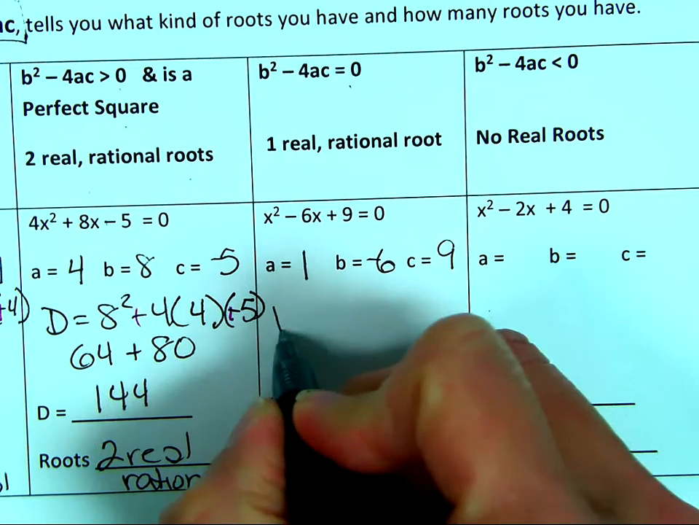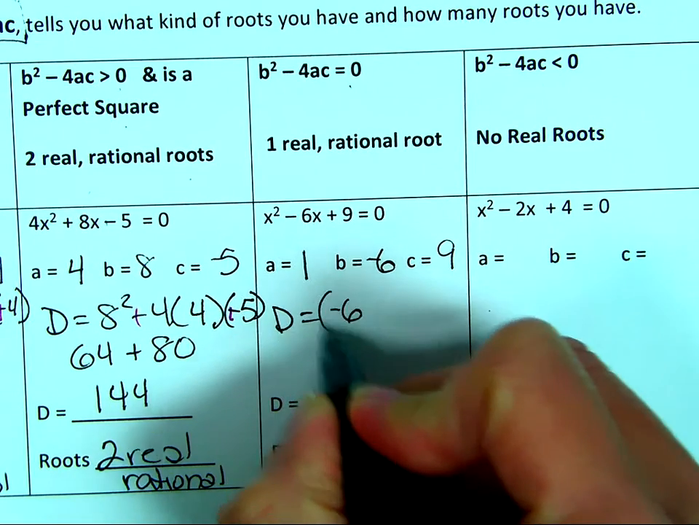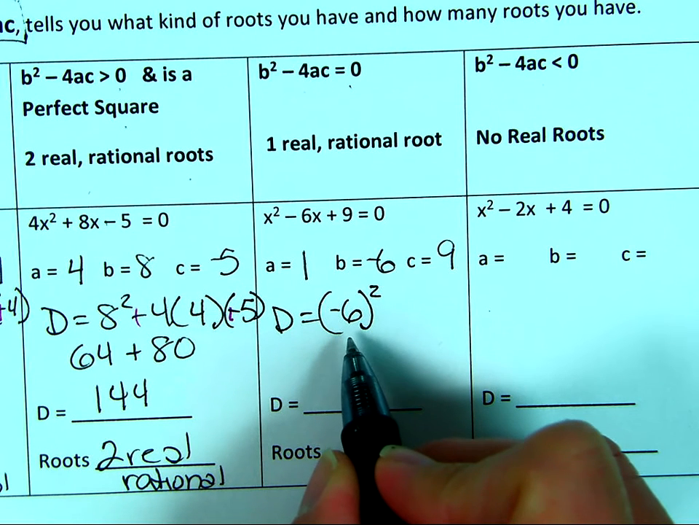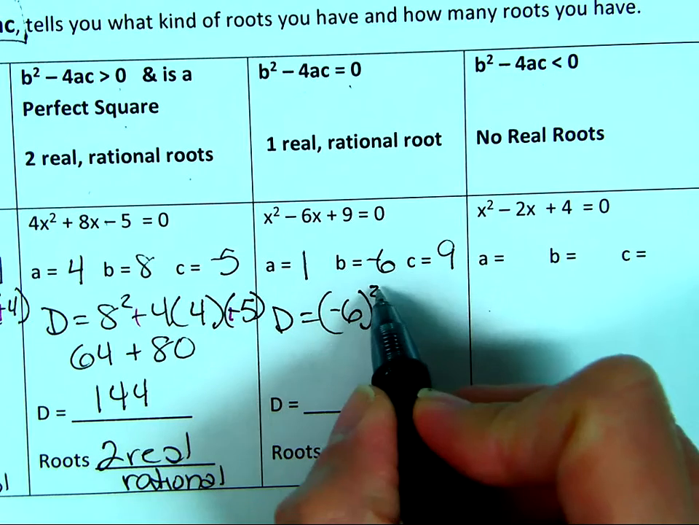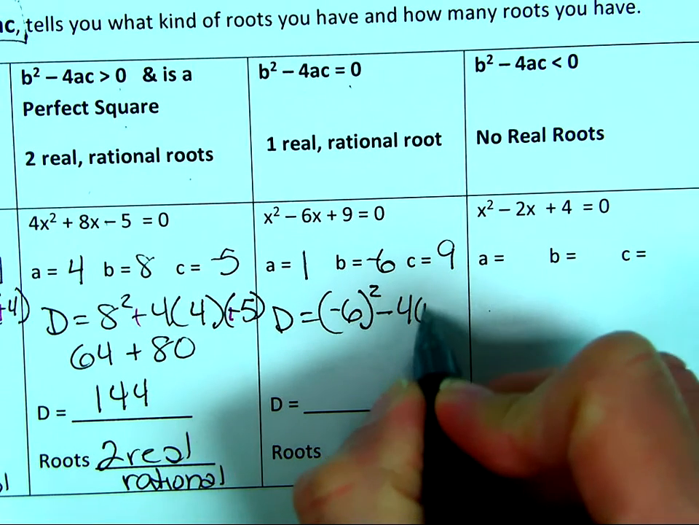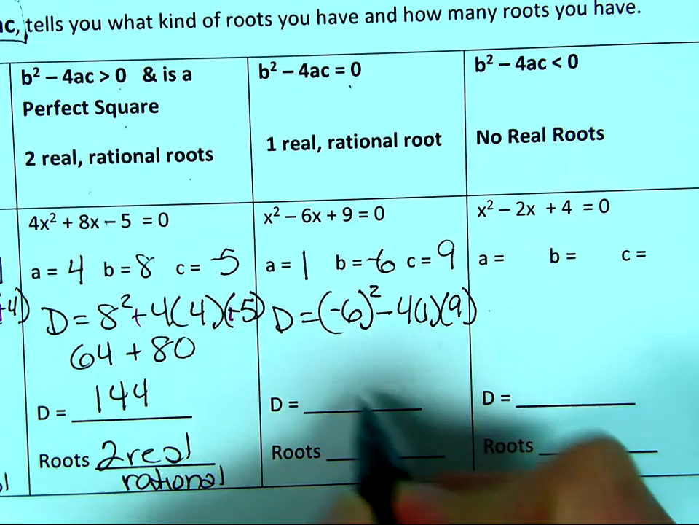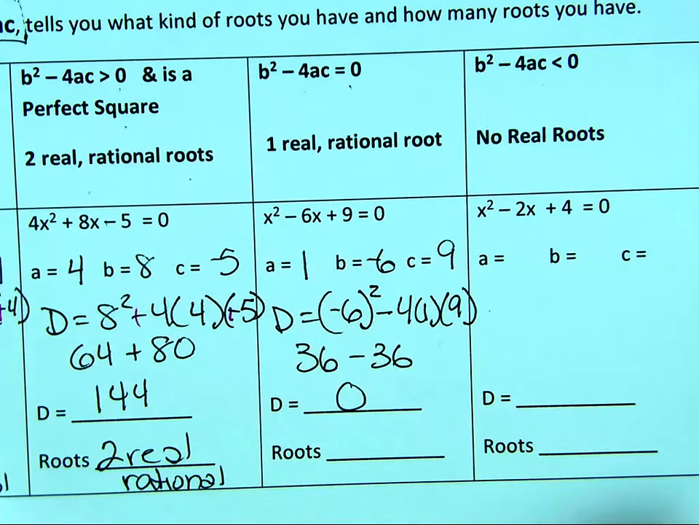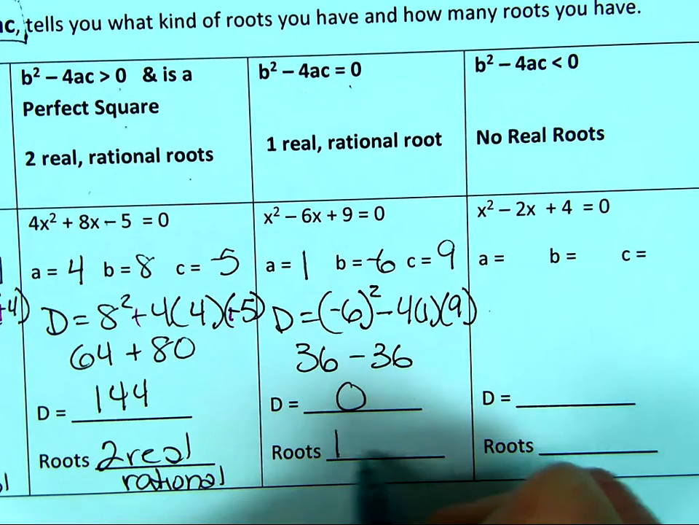So again, discriminant equals b squared. Now if it's negative, make sure you put it in parentheses, especially if you're using your calculator, because it might give you the wrong answer depending on your calculator. So it's negative 6 that's squared, not just the 6 that's squared. So b squared minus 4 times a times c. So that's 36 minus 36, which gets us a big 0, which means I have one real root.